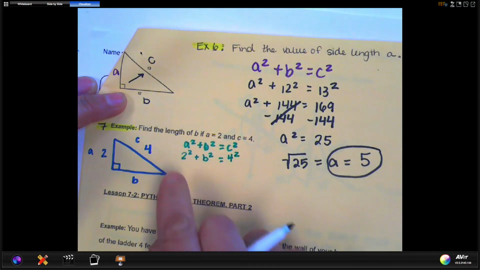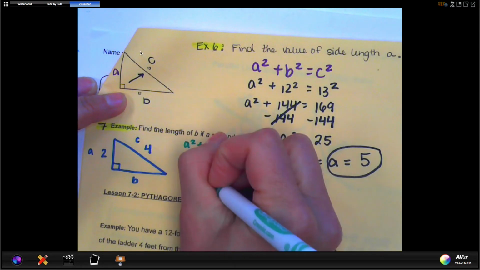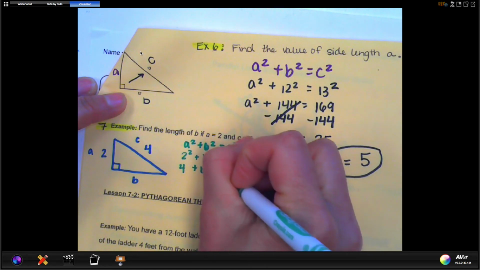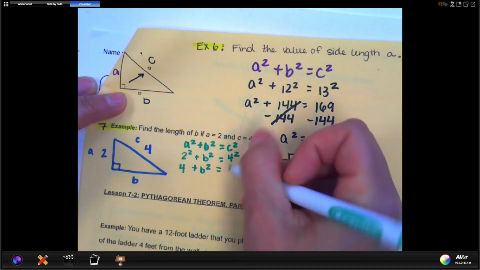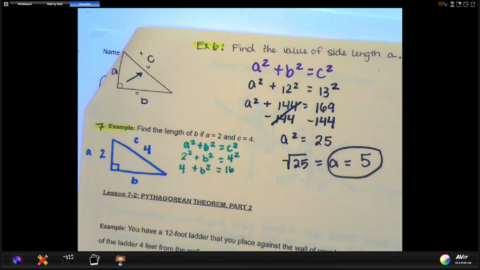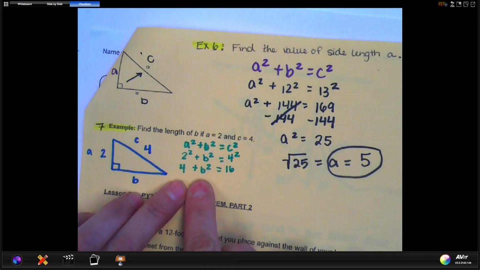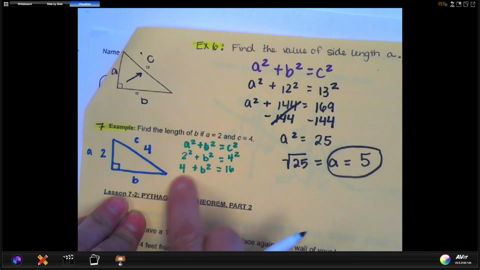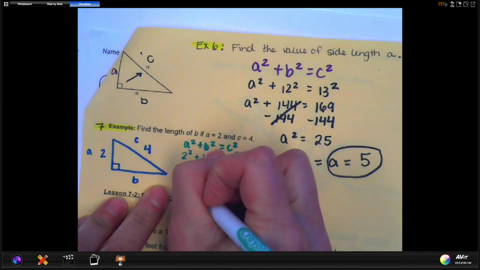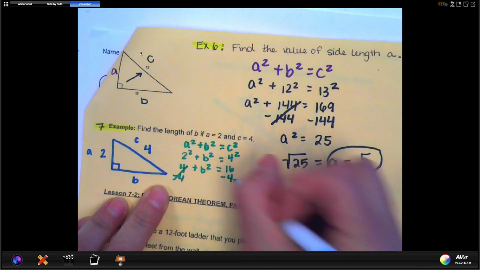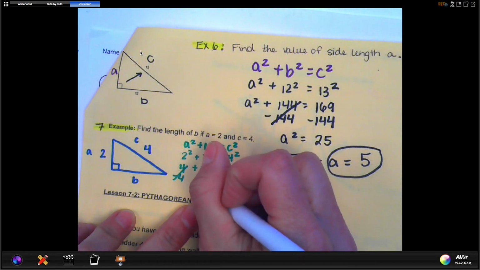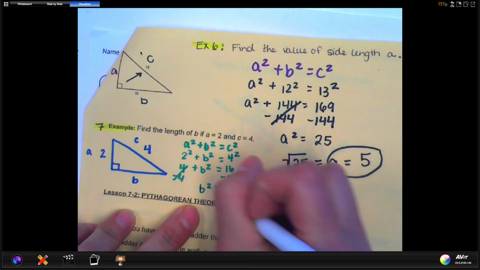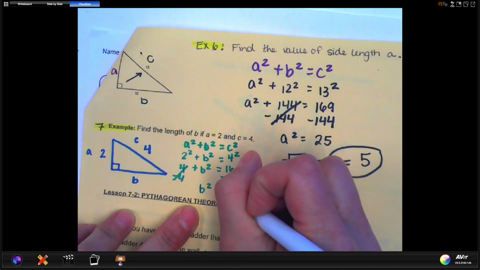Okay, well, 2 times 2 is 4. We don't know b squared, leave it alone for a second. And 4 squared, or 4 times 4, is 16. Okay, again, we know these are not on the same side. We're missing a value here. So our option is not to add these, but we need to cancel out that 4. So we're going to subtract it here to cancel it, subtract it over here to keep that balanced. So now we know b squared is 16 minus 4, which is going to give us 12.